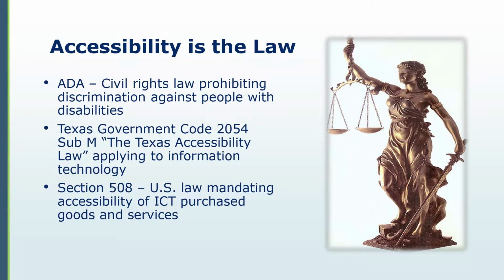So accessibility is the law. Whether you're with city or county government or with a state agency, there's a law that covers your responsibilities for accessibility. The three primary laws are, of course, the Americans with Disabilities Act, specifically Title II of the ADA, which applies to state agencies and local government. There's also a law that applies to state agencies, Texas Government Code 2054, Subchapter M, which is simply a copy and paste of Section 508 of the Rehabilitation Act, which is the federal law that required federal agencies to make their websites and their digital communications accessible. That law was copied by the Texas legislature back in 2005 and applies to all state agencies and state colleges and universities.